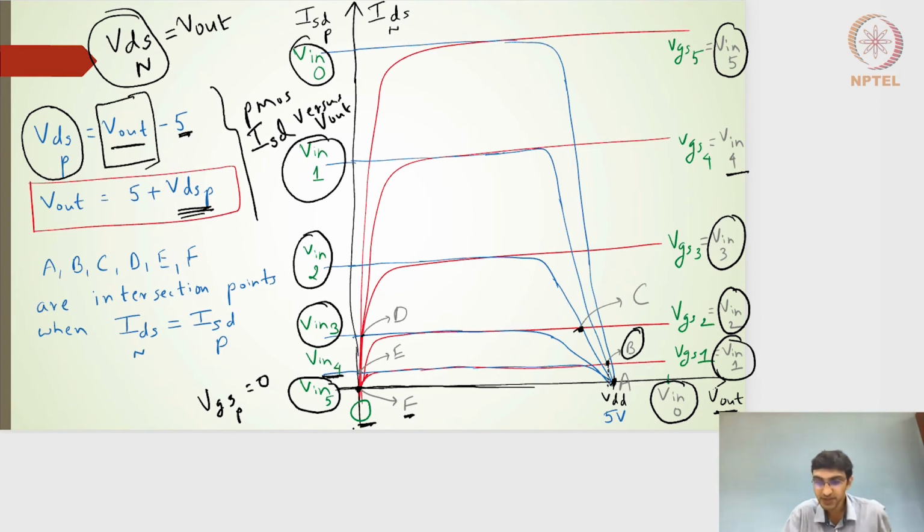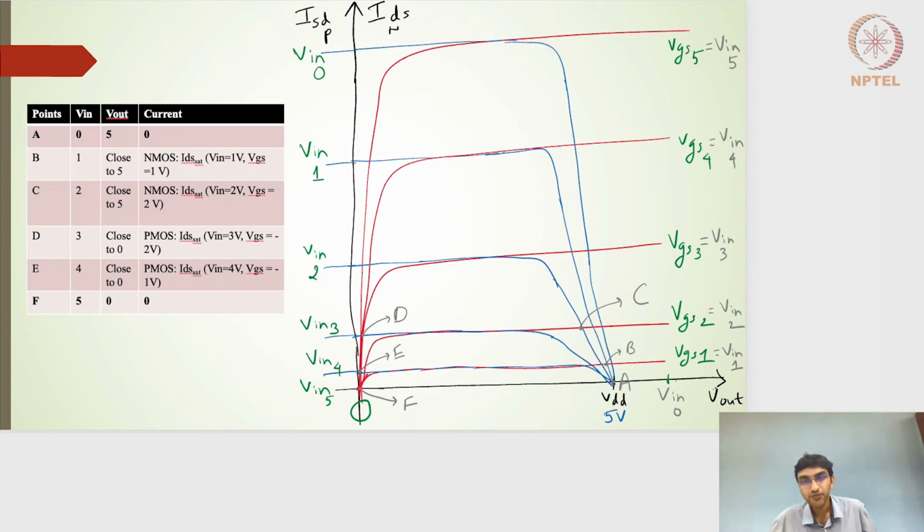So this forms the points A, B, C, and then D, E, F, which give us the intersection points, or the solution points. Solution, in the sense, for an inverter: what should be the current and what should be the output node voltage for different values of the input voltages that have been applied to the inverter.